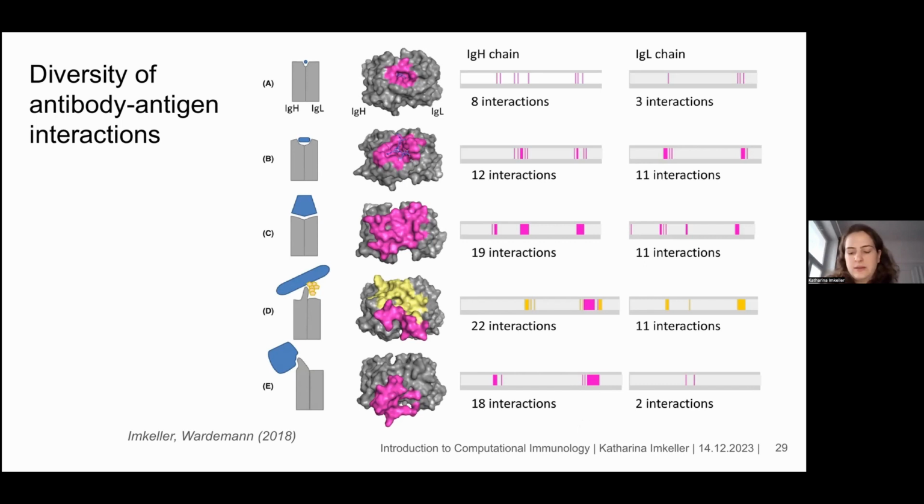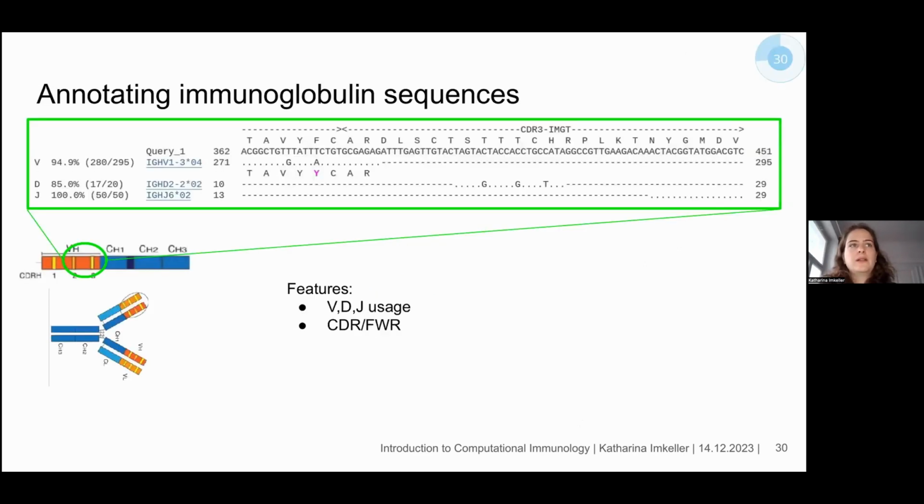And now that we have seen the structures, I would like to illustrate how an annotation workflow can be done. So how do you annotate the immunoglobulin sequences?